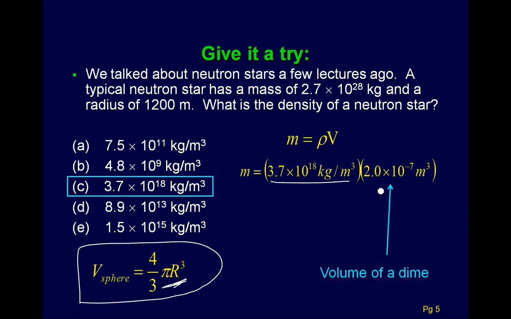If you multiply these two by each other, the meters cubed cancels out and you're left with kilograms. So you get that a dime-sized piece of a neutron star is 7.5 times 10 to the 11 kilograms. If you convert that into pounds, it's 1.6 times 10 to the 12 pounds. So a neutron star is extremely dense. Basically, density is essentially how many atoms you can pack into a volume, and in a neutron star, the atoms are packed about as dense as they possibly can be.